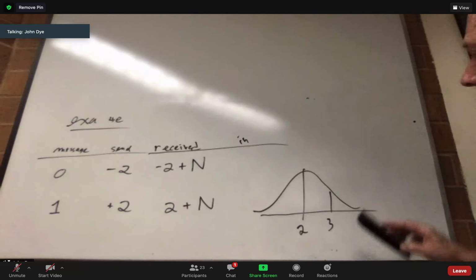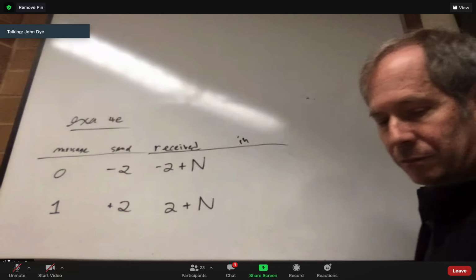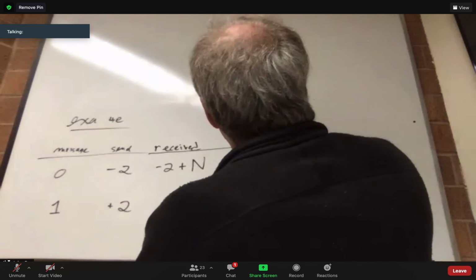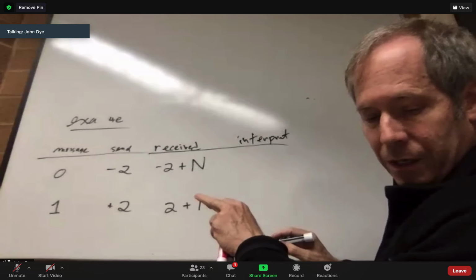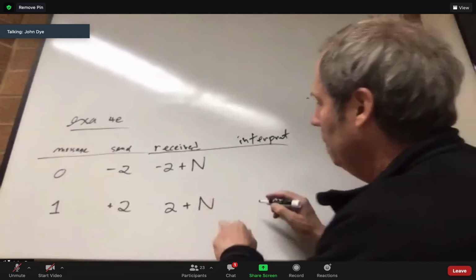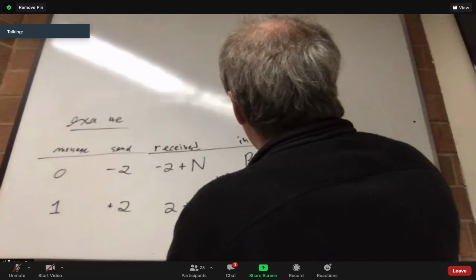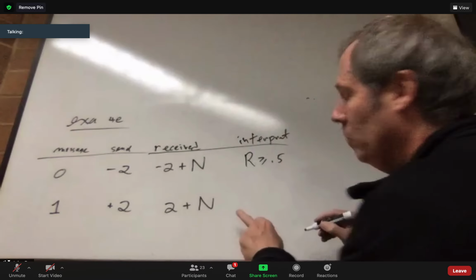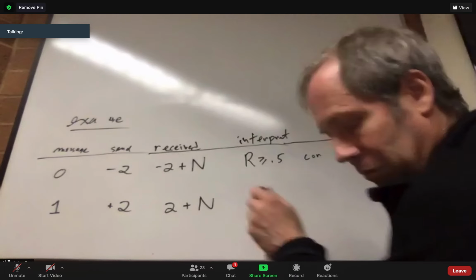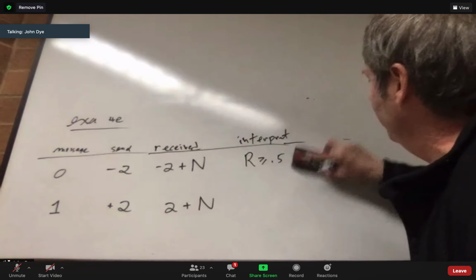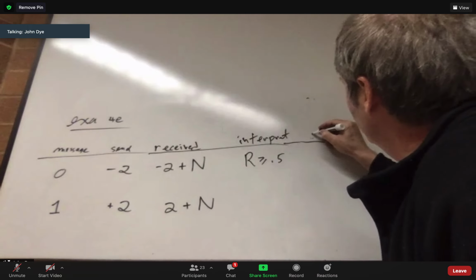Where was I? Okay, so how do we interpret? The problem goes like this. If R is greater than or equal to 0.5, then we're going to conclude... There's a lot of pieces to this. I just want to get everything in there. I don't want to totally blow it worse than I already have.